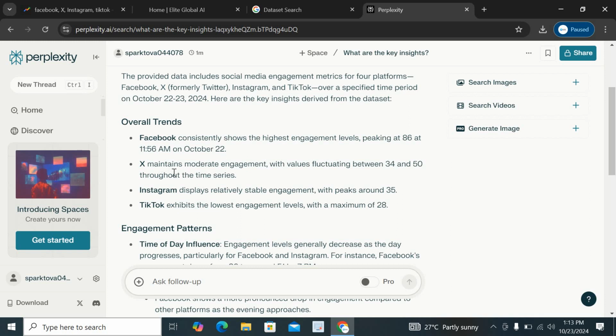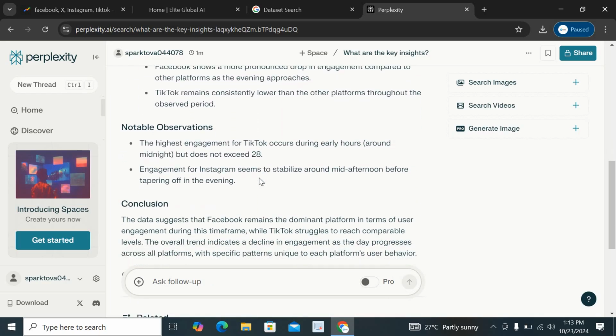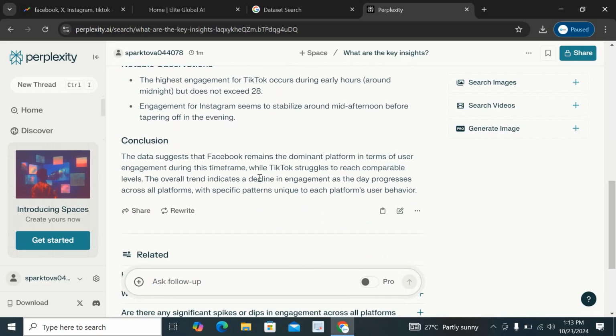October 22. X maintains moderate engagement and so on and so forth. Engagement patterns, notable observations. It even gives us a conclusion. Remember, there was another prompt there that we could have asked it, what's the conclusion of this file that we just uploaded, right?